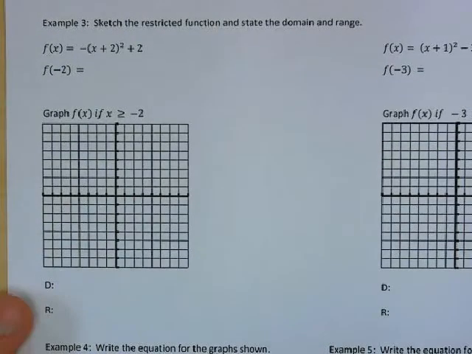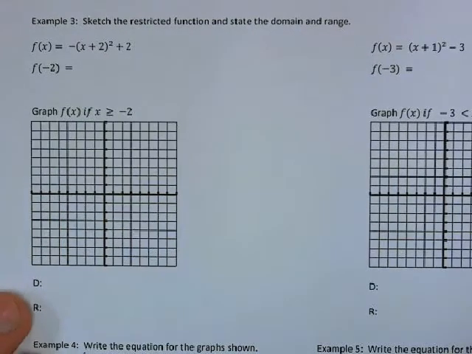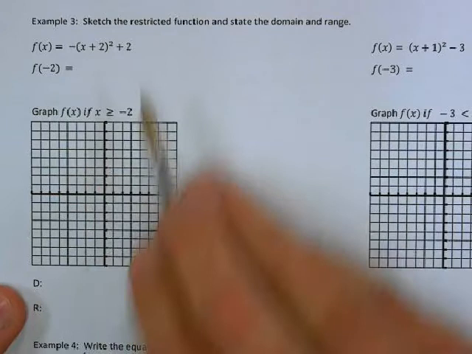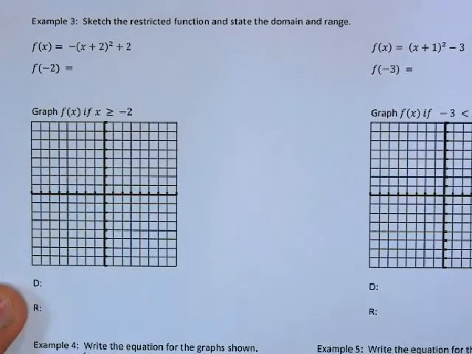Okay, page 2, we'll switch back to pen so we can see it a little bit better here. Sketch the restricted function and state the domain and range. So again, we want to draw this function, but only for values of x that are greater than or equal to -2. So then -2 is where our boundary line is going to be.